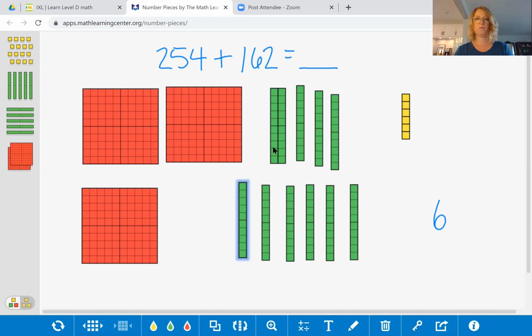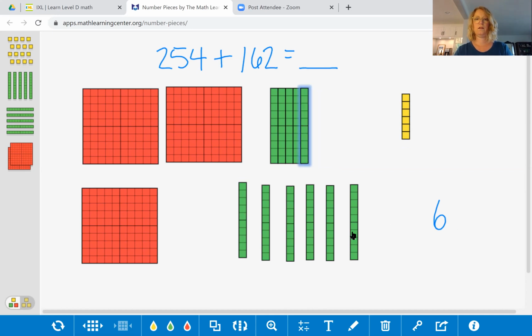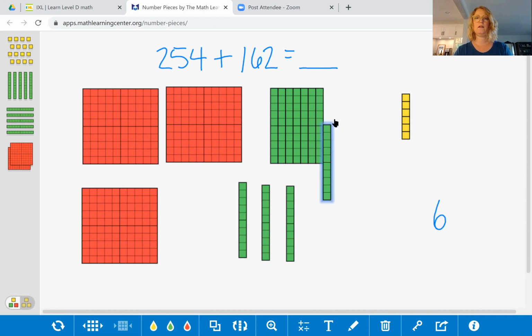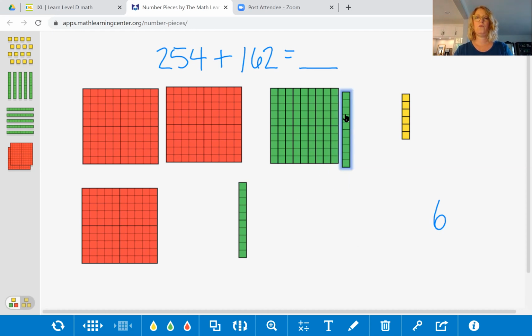10, 20, 30, 40, 50, 60, 70, 80, 90, 100. Wait a minute, I just made 100. And then I have 1 left over. Can I count this 100 now with these hundreds over here? Yeah, I just created a whole new 100. So I'm gonna count this green 100 when I count up the red hundreds.